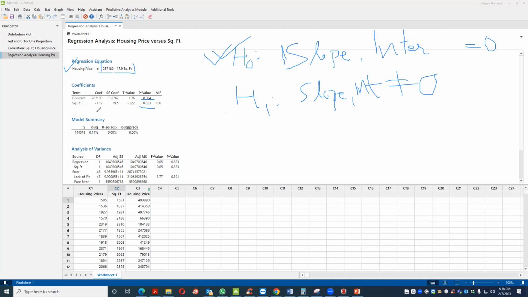Now look into the coefficients, both of them. This is the model summary. S is the standard error of the model. This is R square. R square can be 0 to 1. 0 means no causal relationship, 1 means 100%. Here it is only 0.11%, less than 1% relationship or causal relationship established between square feet and housing prices.